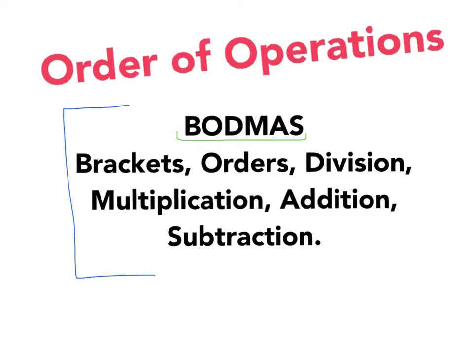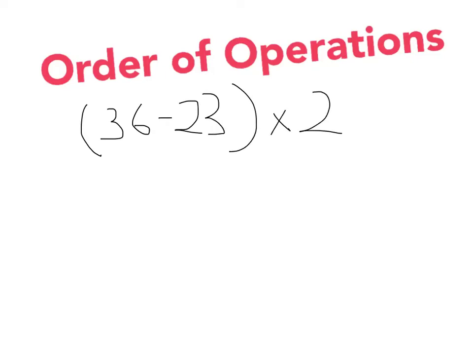So let's begin. Let's have a look at a few examples that we can do. So rather than me just giving you this straight away, we're going to do one or two examples just to jog your memory. So if I had this one here, for example, if I had brackets 36 minus 23, brackets again, multiplied by 2. BODMAS tells me the order in which I have to do things.